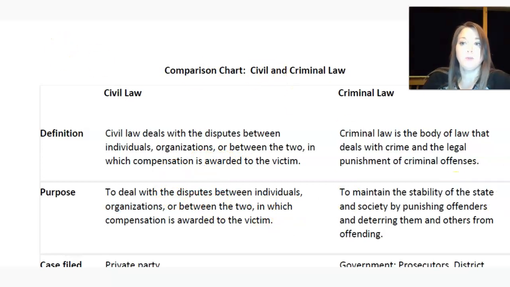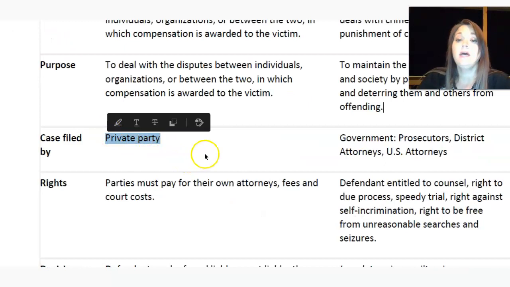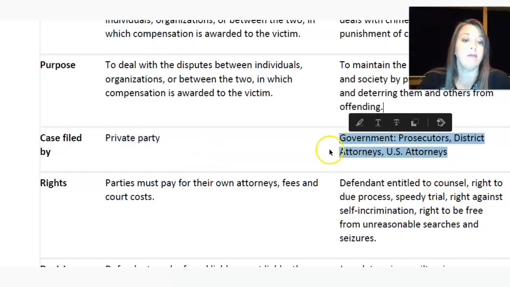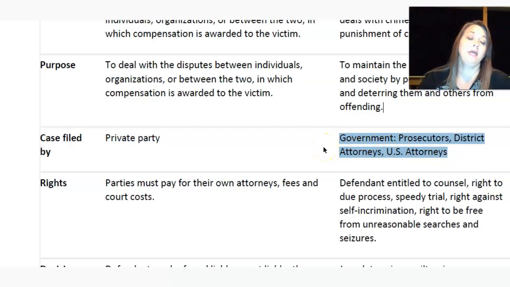And if you continue to scroll, you'll see in a civil case that a case is going to be filed by a private party. It could be a citizen or a business or an organization, where in a criminal case, the government is going to file the claim in the judicial process for criminal law. That's because you're breaking a state, federal, or local law.